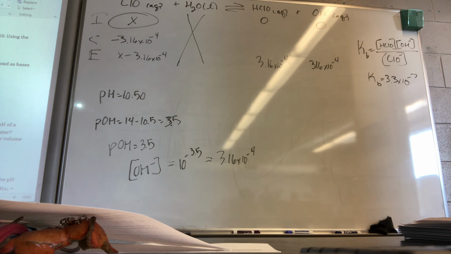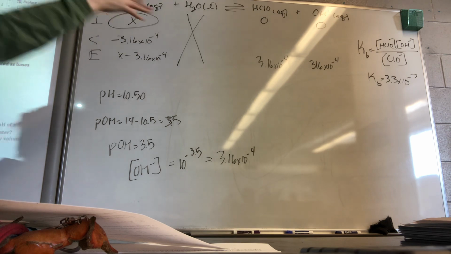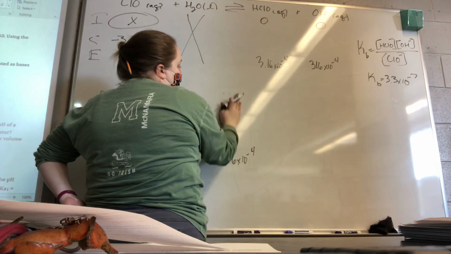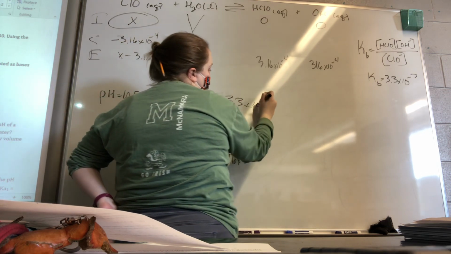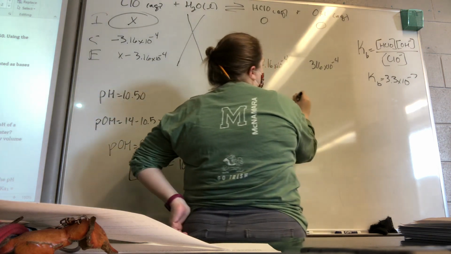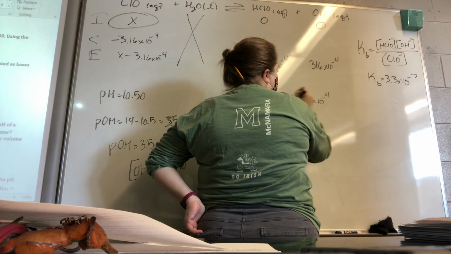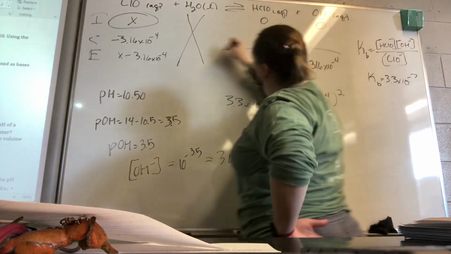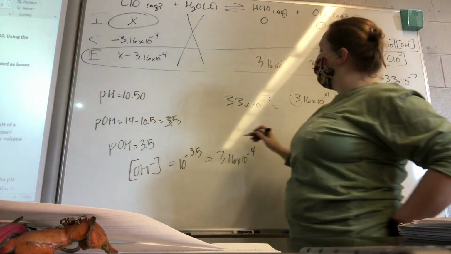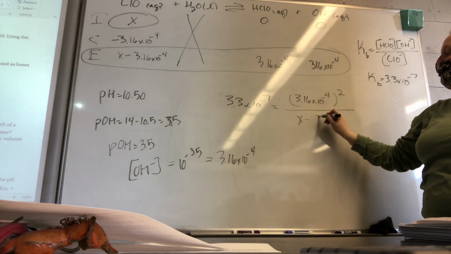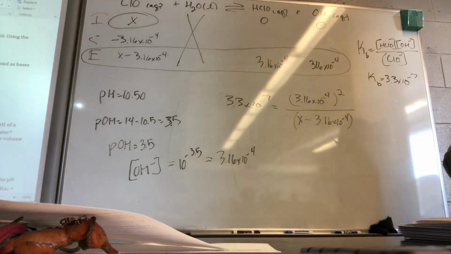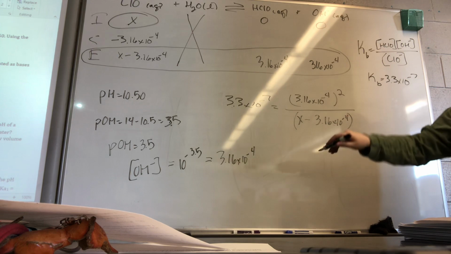So now we have an equilibrium expression. Plug it into Kb, set it equal to the 3.3 times 10 to the negative 7th, solve for the X. We understand why it's squared? Because they're the same at equilibrium? Multiply it over. Not quite.